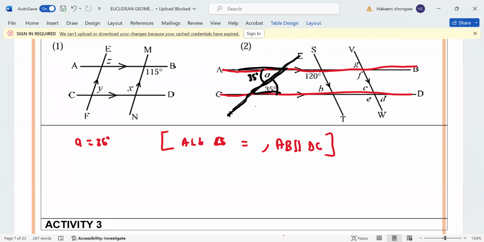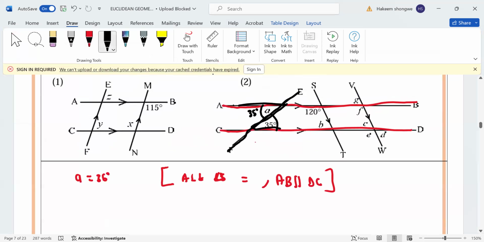So now we have another transversal. We are done with this one. Another transversal is ST. It's intersecting with the red parallel lines. Now, if you look at this one, we have angles on the same side. We do have angles in between the parallel lines.